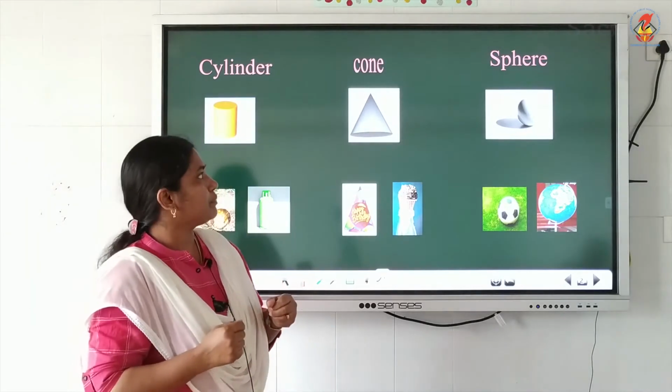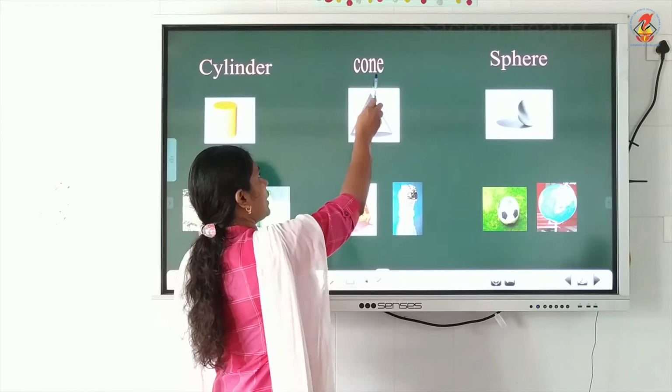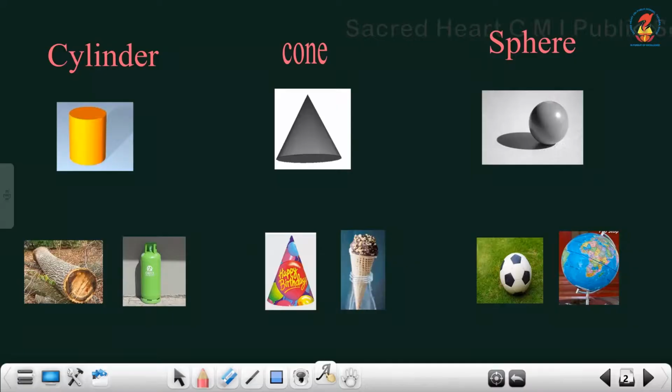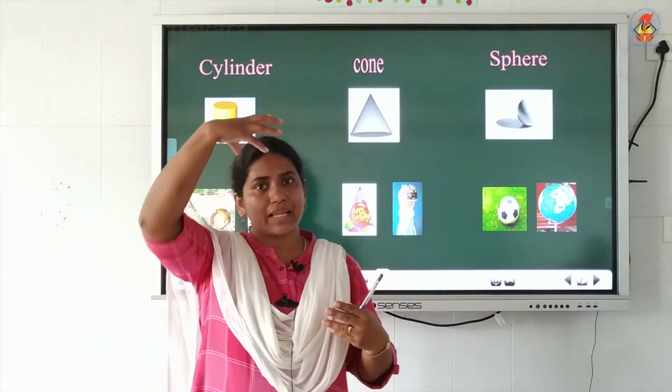Okay. Now the next shape is cone. C-O-N-E, cone. Look at the picture, children. This is the shape of a cone. Now which examples can we see in our surroundings? The first example everybody knows, the birthday cap. The birthday cap is a very good example. It's in a cone shape.